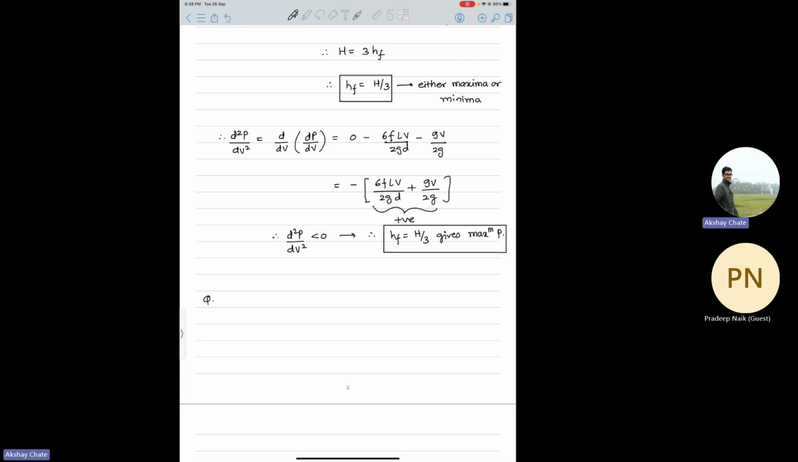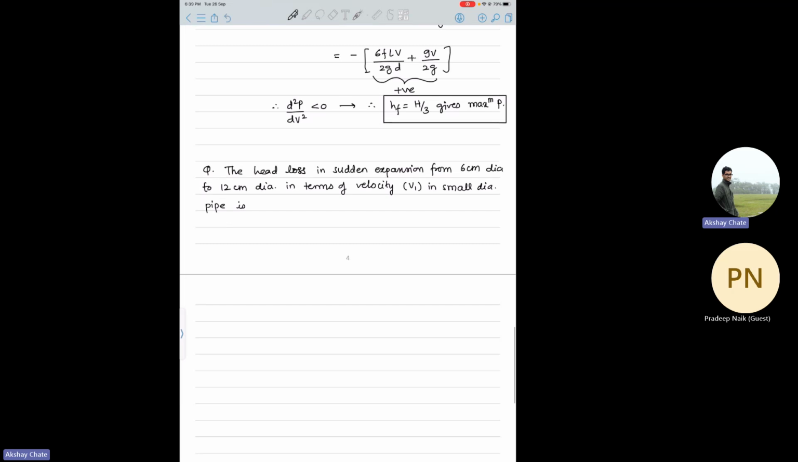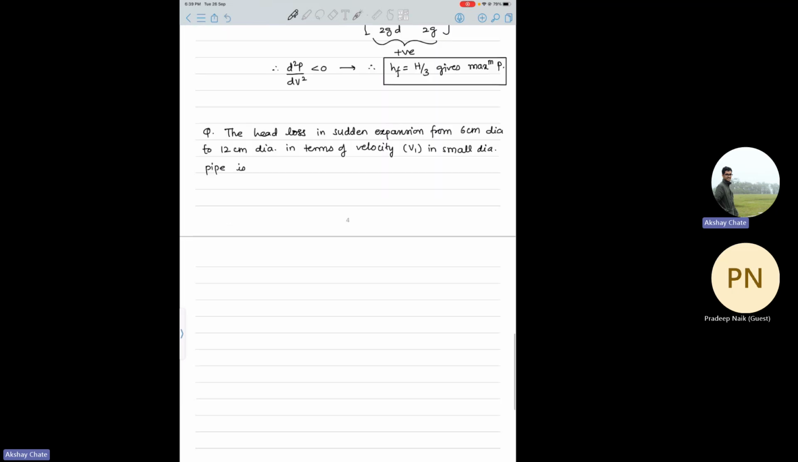So the question goes something like this. This is a previous year ESE question. The head loss in sudden expansion from 6 centimeter diameter to 12 centimeter diameter in terms of velocity V1 in smaller diameter pipe is. So I'm not giving options because we'll solve it.